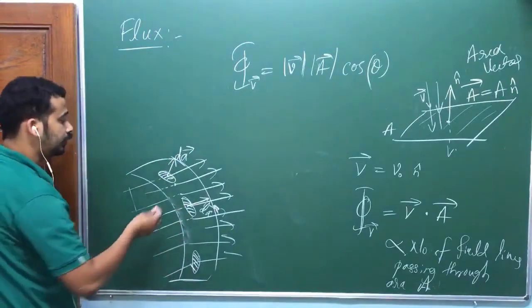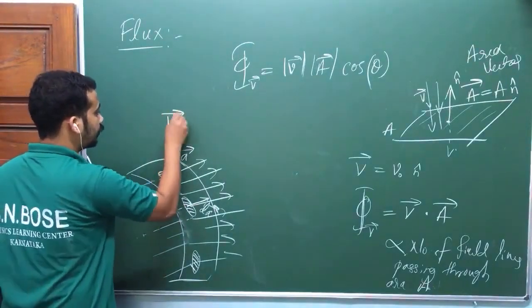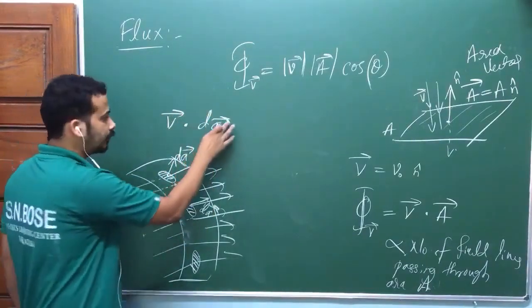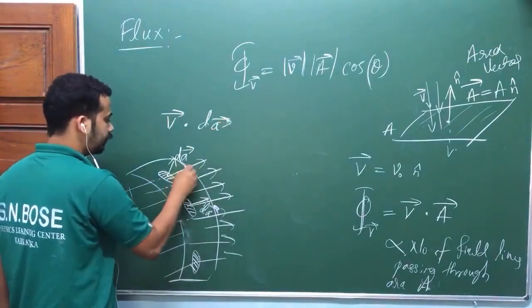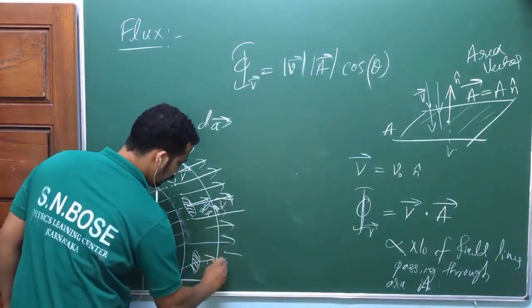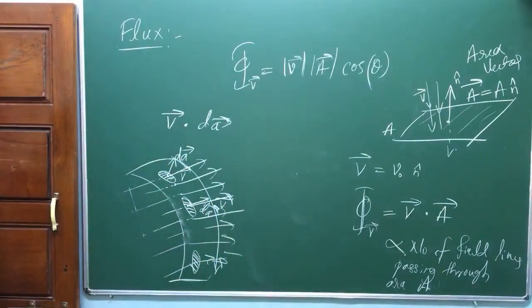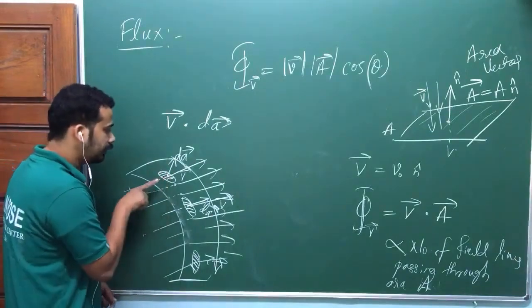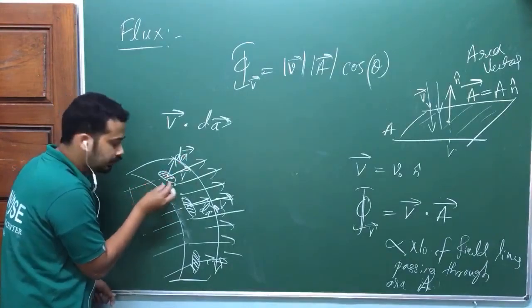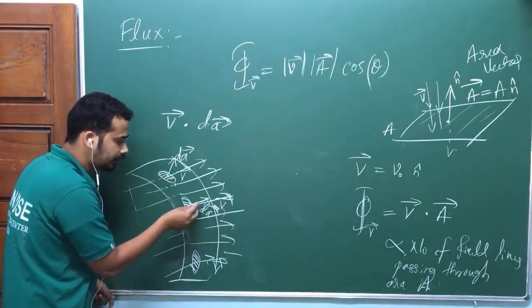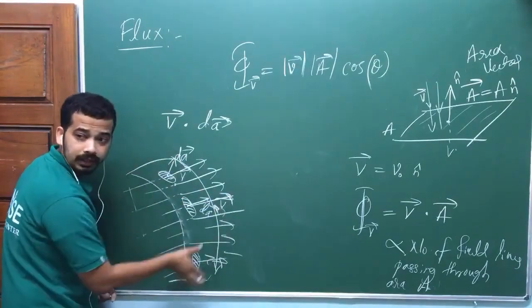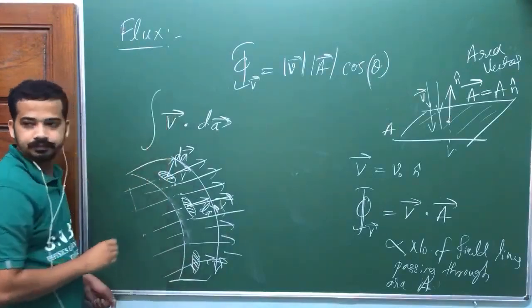Then what I have to do is find the dot product of the vector field with this dA, isn't it? So vector field dot dA. This dA dot product with the vector field will give the flux through this small area, isn't it? To find the flux through the total area, you have to integrate this one.